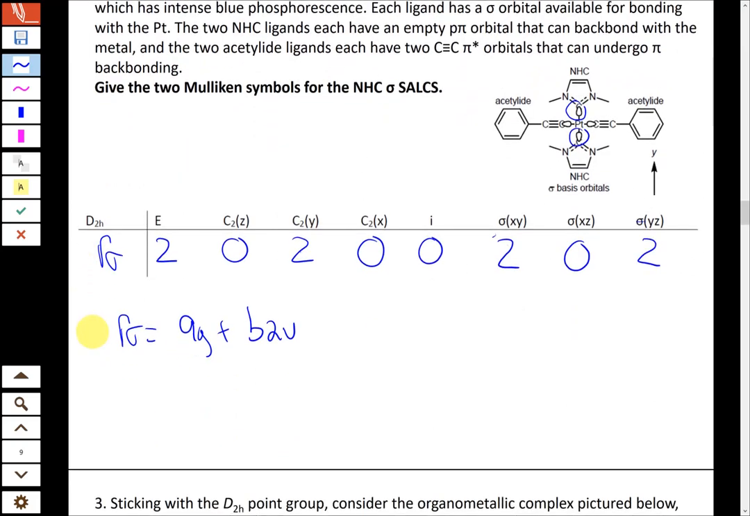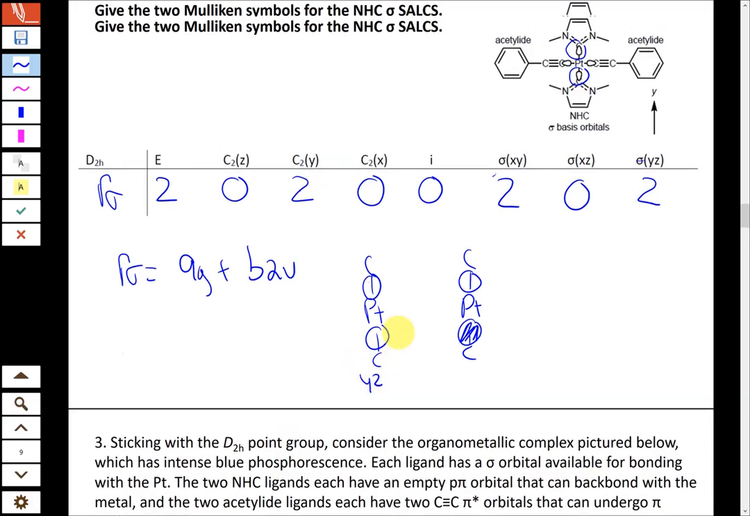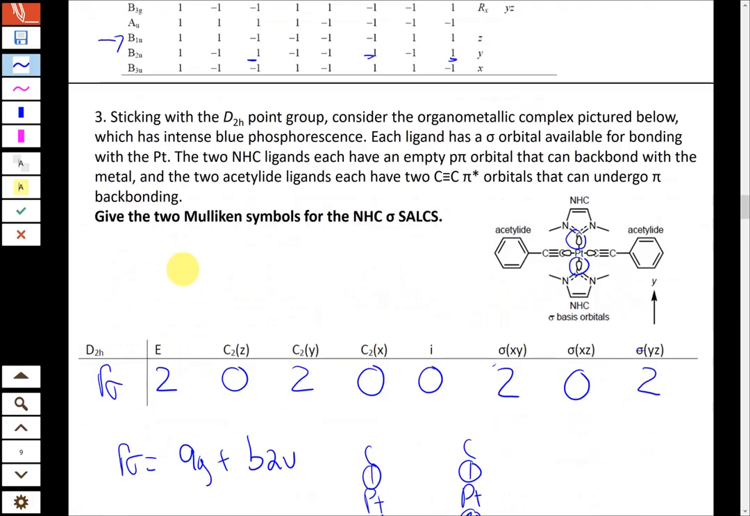The other way you could do it is to draw out the two in-phase and out-of-phase combinations. Those are going to be the sigma ones there. So the in-phase would look like that. Out-of-phase would look like that. And so this one here has positive orbital density in both the y and the -y direction. So this one would transform as y squared. And if we go to the character table, y squared falls under Ag.